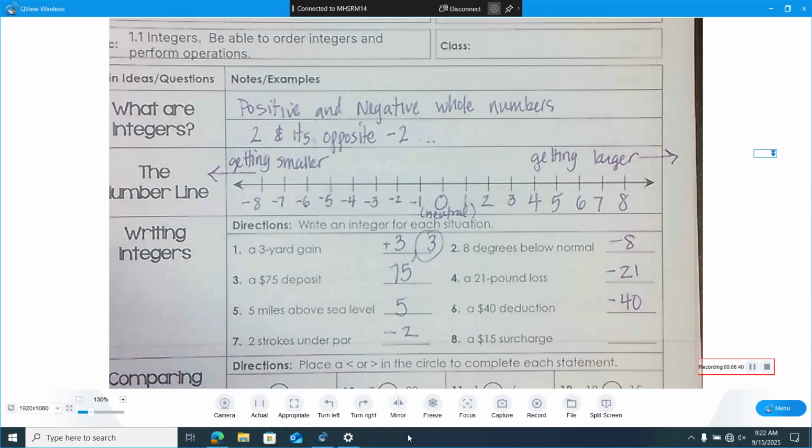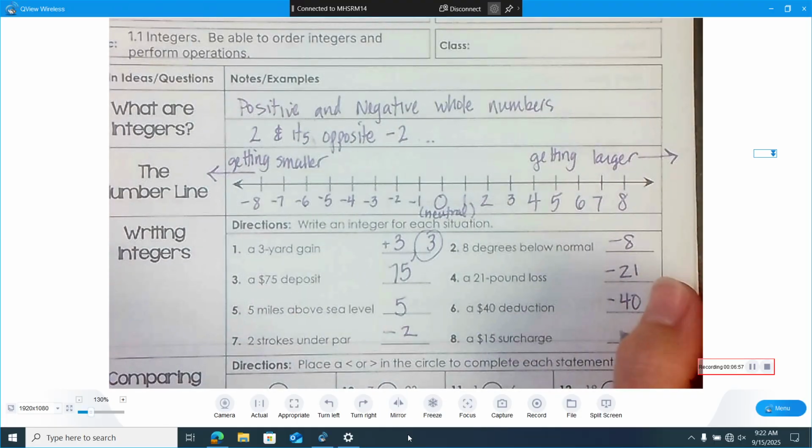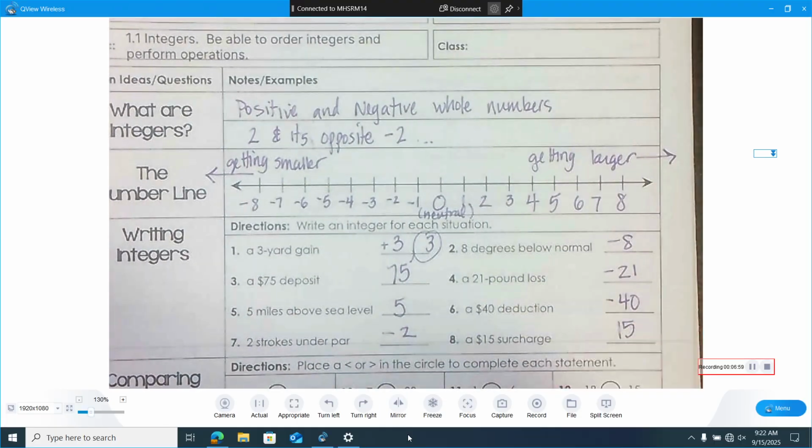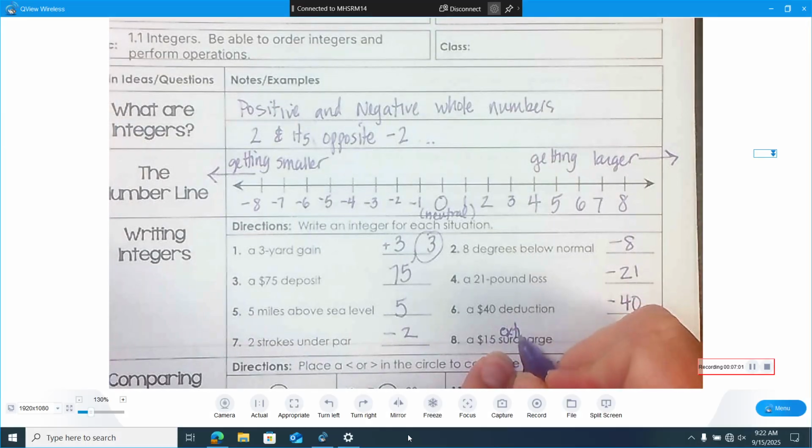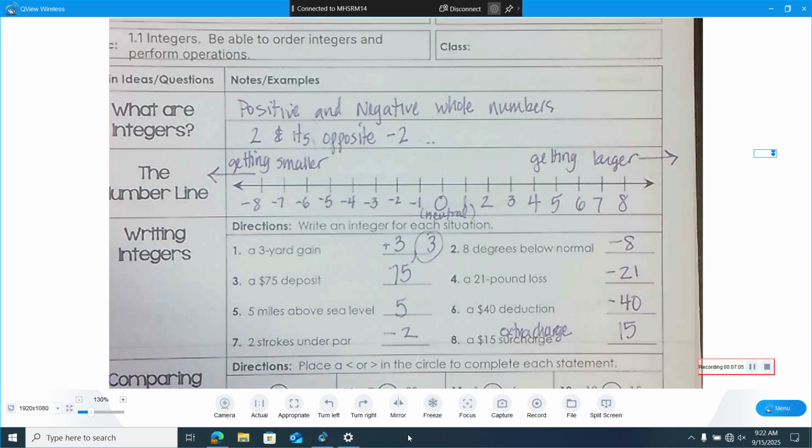So a surcharge, like if during COVID you went to a hotel, they would give you a surcharge for cleaning. Did that make your bill go up or go down, do you think? Up, yeah, it's a surcharge. It's an extra charge, so this is actually a positive 15. That was a tricky one. You might not have heard that word before in that context.